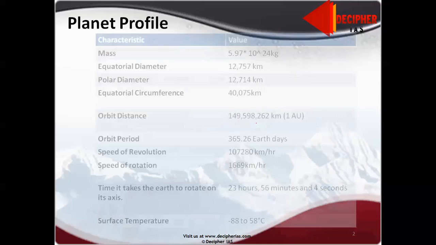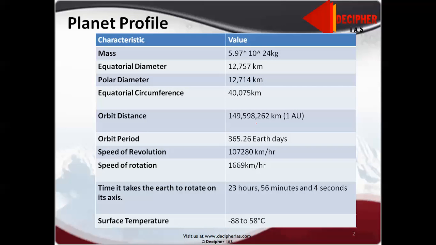So starting with this table, the first characteristic is mass. Here you can see mass is given as 5.97 into 10 to power 24 kg. Approximately it is taken as 6 into 10 to power 24 kg. It is easier to remember this way. I have already told you that equatorial diameter is 12757 kilometer and polar diameter is 12714 kilometer. I told you before that Earth is extended at the equator and compressed at the poles. So we have more equatorial diameter and less polar diameter.